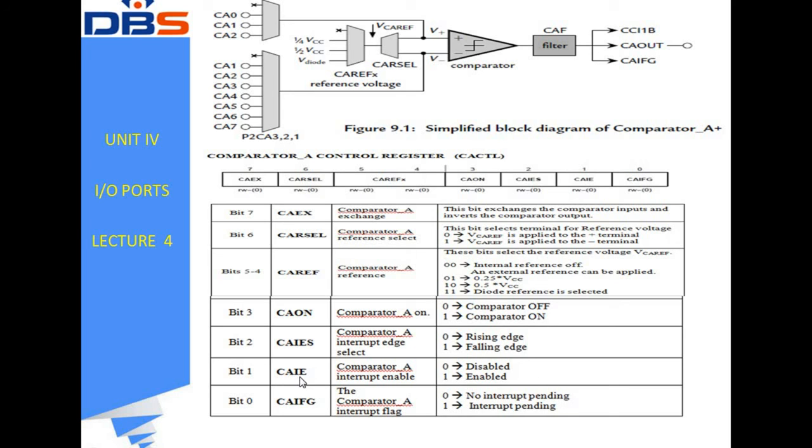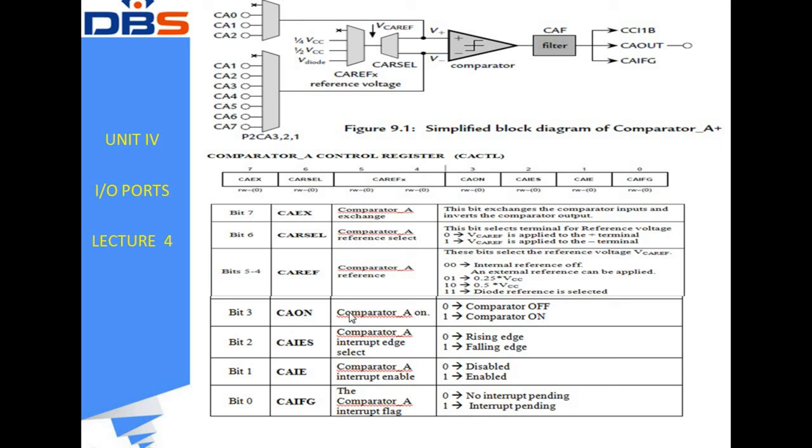See here, CAIE, comparator A interrupt enable. So we are enabling or disabling the interrupt based upon this bit value. That means if it is 1, then we are going to enable the interrupt, and if its value is 0, then we are going to disable the interrupt. And a very important thing is edge selection. See here, comparator A interrupt edge select. If it's 1, then falling edge is selected. If it is 0, then rising edge is selected. It is very important while calculating the number of clock signals.